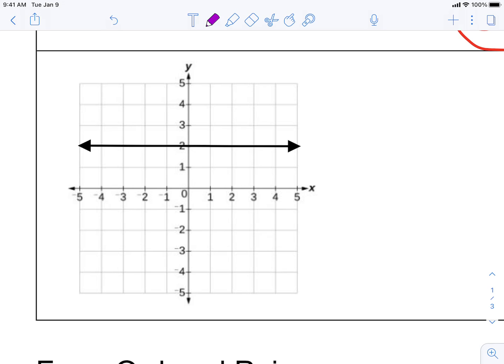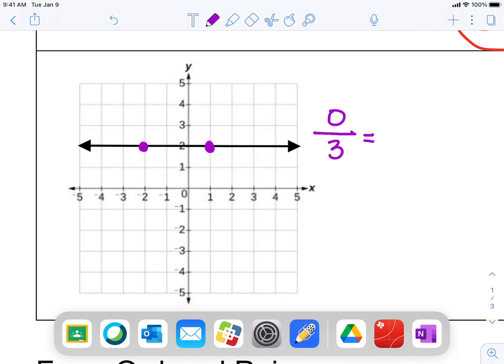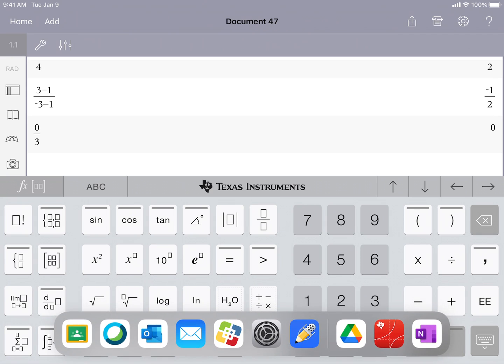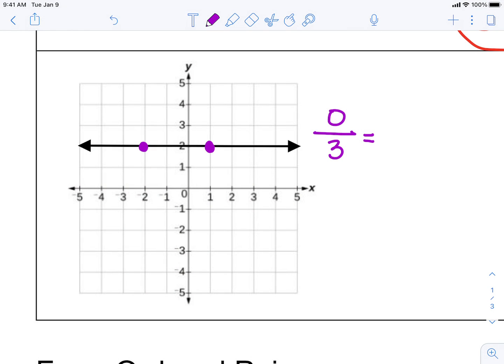Okay, a horizontal line. So if we pick 2 pretty points, let's just pick here and here. Notice I don't have a rise, so my rise would be 0 because I'm not going up any, and I go over 1, 2, 3, my run would be 3. If I type that in the calculator, 0 divided by 3 gives me 0. So this is what a 0 slope would look like. And again, that was using the rise over run method.